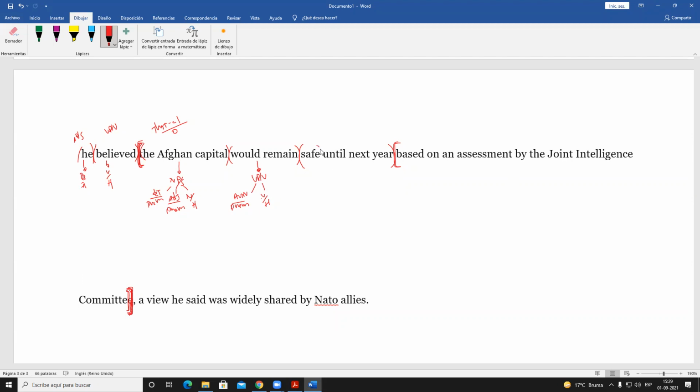Would remain how? Safe, safe until next year, right? How would they remain? Safe. Till when? Until next year. They are two different units. Safe then is an adjective phrase acting as, how would it remain like this? The Afghan capital is a subject complement. It is giving information about the subject. Safe then is an adjective head.